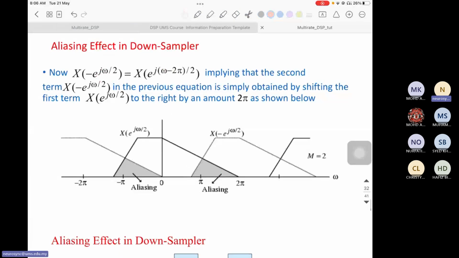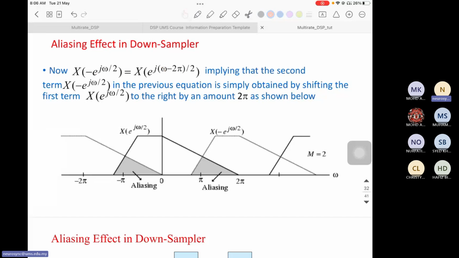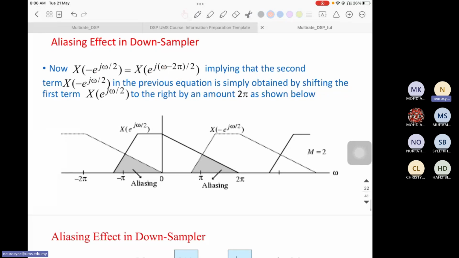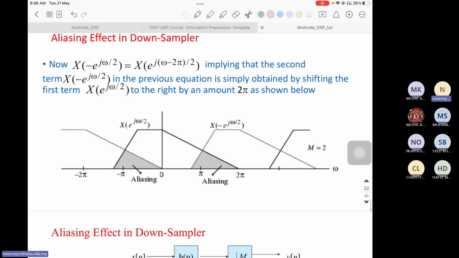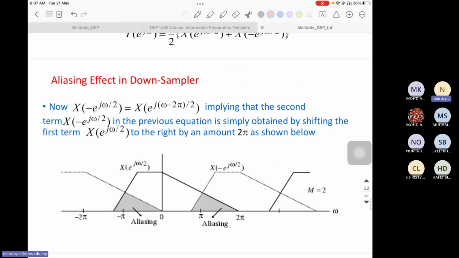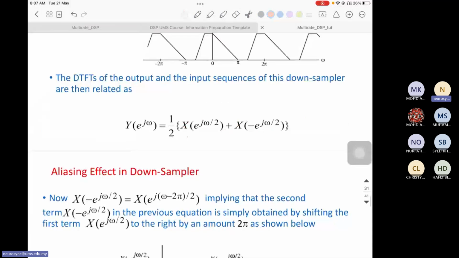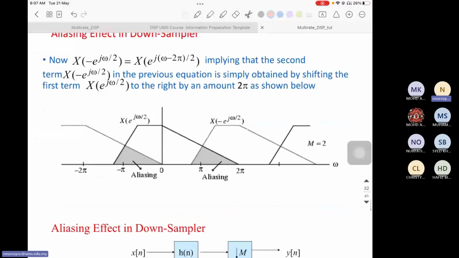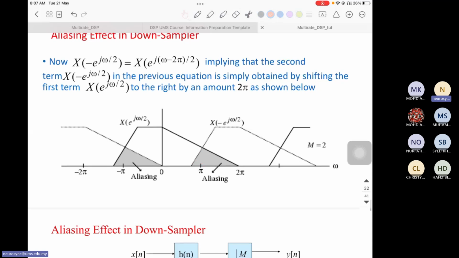This we can write like this: W(omega minus 2 pi) in terms of omega minus 2 pi. So you will see the overlap in this. This is the addition of what? X of e to the power j omega by 2 and X of minus e to the power j omega by 2. Okay, so this Y is nothing but 1 by 2 the addition of this. So you will see here the aliasing effect. This is aliasing because this is overlapping in this region.